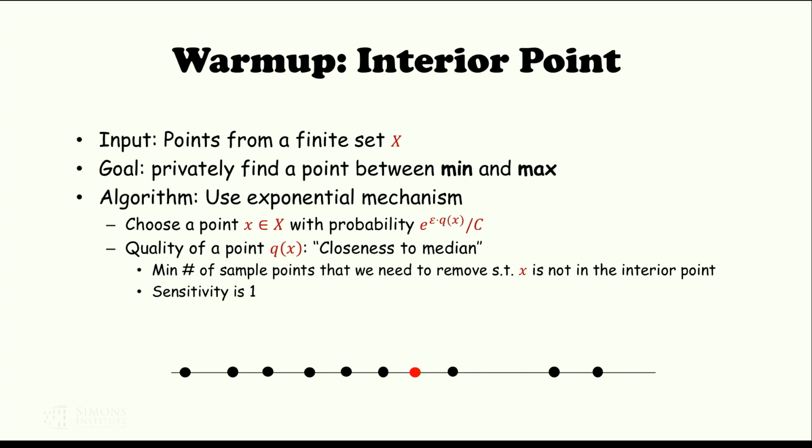So this is the quality function that we can define. What is important is that the sensitivity of this function is 1. If we move one point from one location to a different location, the closeness to the median will change by at most 1. It can increase or decrease by at most 1. That's why we can work with it as an exponential mechanism with epsilon times q of x over c. The sample complexity of this simple algorithm is on the order of log of the size of x, the number of possible candidates that the algorithm can return.